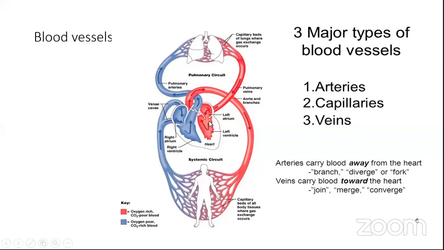This is the left side of the heart. The heart pumps out from the left ventricle to the outside. This blood vessel is the largest blood vessel here. You can see this. This is the largest blood vessel. That is called aorta. First, blood enters into the aorta. This is the largest artery.